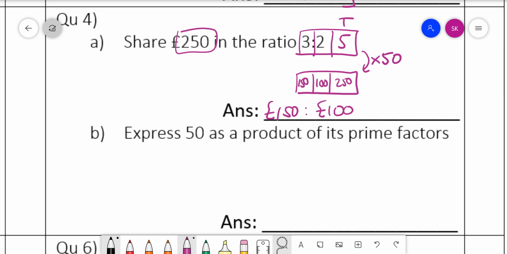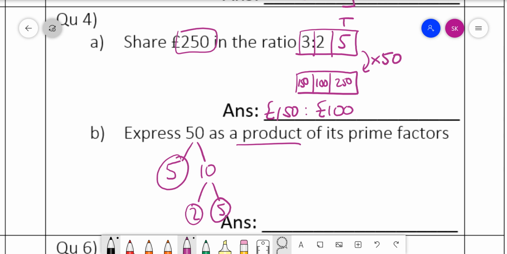Express 50 as a product of its prime factors. I need to be doing the factor tree. And it's always nicest, if you see something like that, to go pull out the 10. Because there's a 0 there, I know that 10 is a factor and 5 is prime. Split 10 into 2 and 5. Circle them. But product means times. 2, 3, 5, 7, don't forget your primes. So we write out our prime factors, 2 times 5 times 5. And a professional mathematician would write 2 times 5 squared. But both of these are correct.